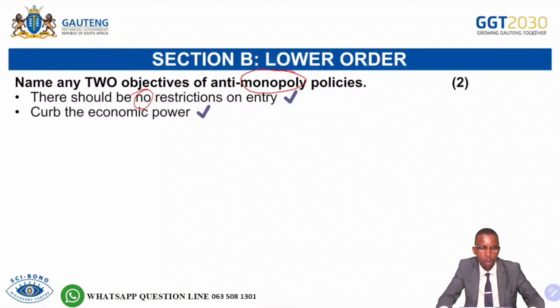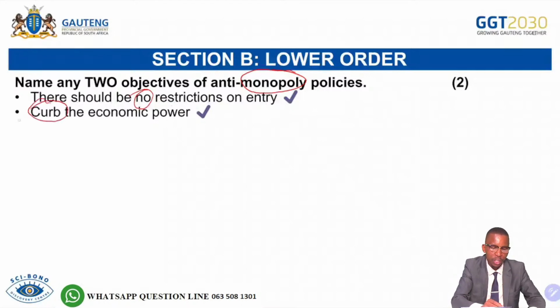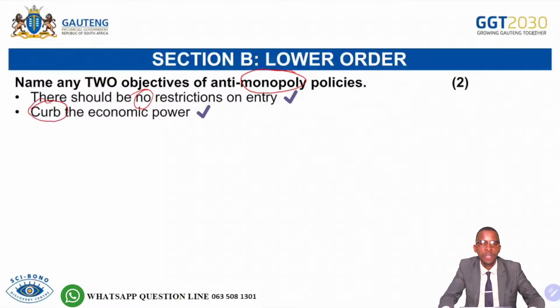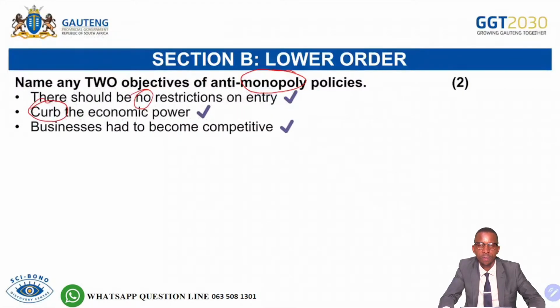And then curb the economic power. Firms that are existing must not have that much economic power over the entire market, because that will lead to other firms not getting an opportunity to enter the market and compete. Businesses had to become competitive. If we are against monopoly, firms must be able to compete with one another. We must have many goods being produced in the market with competitive prices, not having only one price being determined by a particular business. So if we are dealing with anti-monopoly, we are against monopolies, we want firms to be competitive in the market. And then also new trade agreements.